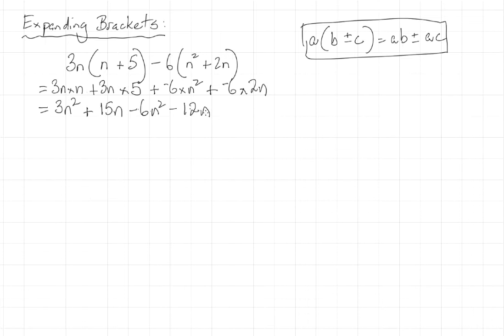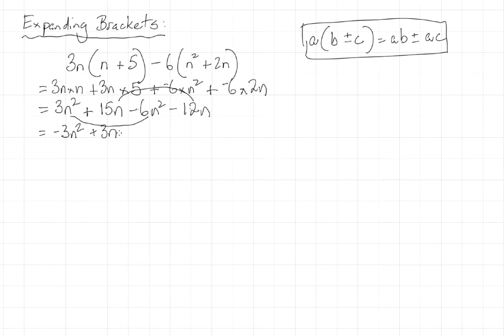Okay, collecting like terms means we are going to get all the like terms together. Now there are two sets of like terms. These two are like terms because they have the same power and the same base. So we've got n squareds and we've got n's. So we've got 3n squared take 6n squared is -3n squared. And then combining these two together, we've got 15n takes 12n is plus 3n.